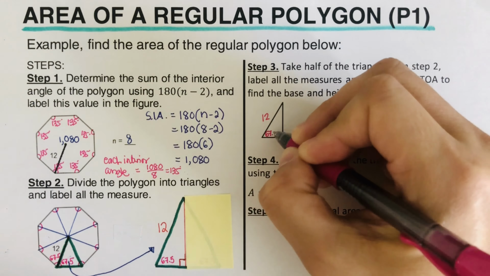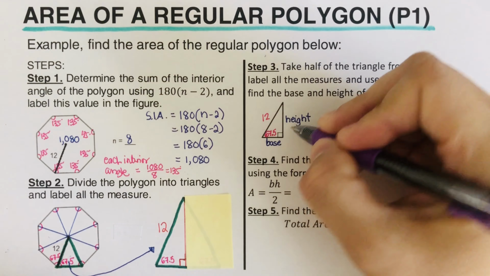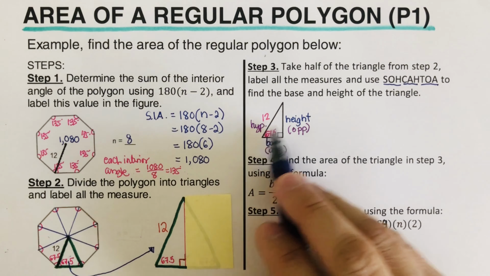So that's the base and height, and we don't know what they are, but we are given an angle of 67.5, and the hypotenuse was 12. So we can label this part. This is the opposite to 67.5. The base is the adjacent to 67.5, and the 12 is our hypotenuse. Then we can solve for the height. Since the height is the opposite and we have the hypotenuse, we use SOHCAHTOA. Opposite and hypotenuse would be the SOH, sine.